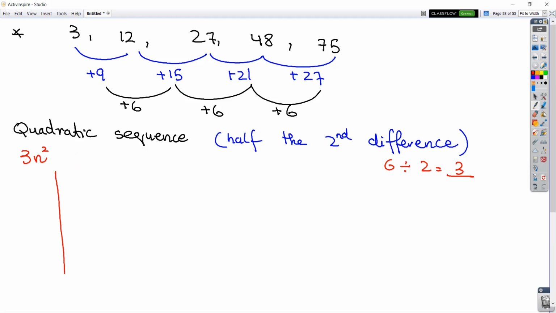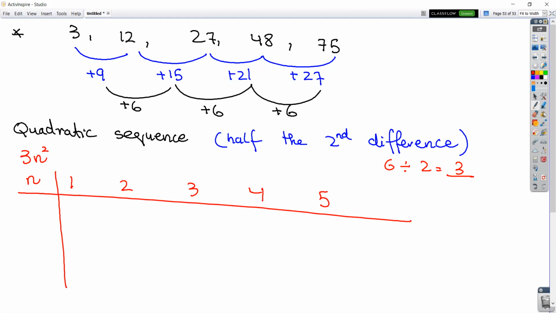So now I'm going to draw the table. The first thing I do is n. n represents the number of the term. So the first term, second term, third term, fourth term and the fifth term. Now you're going to write down the sequence terms. The first term of the sequence is 3. The next term is 12, then 27, then 48 and then 75.